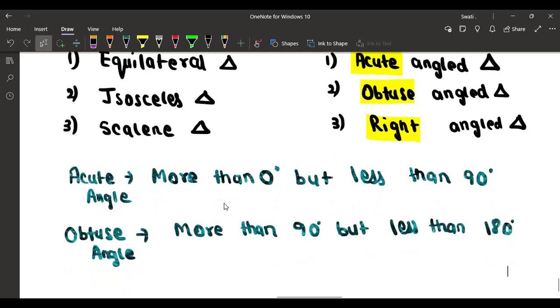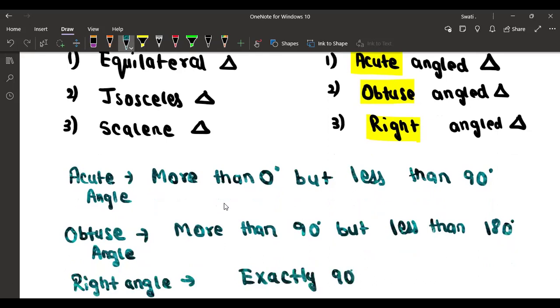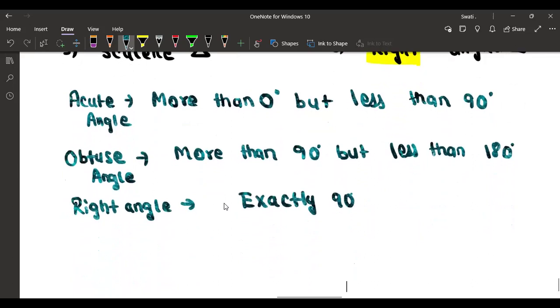Let us talk about the right angle triangle. Do you know what is right angle? What is the value? 90 degree. Exactly 90 degree, right? So right angle is exactly 90 degree. Now the question is, what is a right angle triangle? So right angle triangle is a triangle in which one angle is right and again the other two angles are acute. The meaning of these types that you can see: equilateral triangle, isosceles triangle, scalene triangle, acute angle triangle, obtuse angle triangle, right angle triangle. It's very clear.